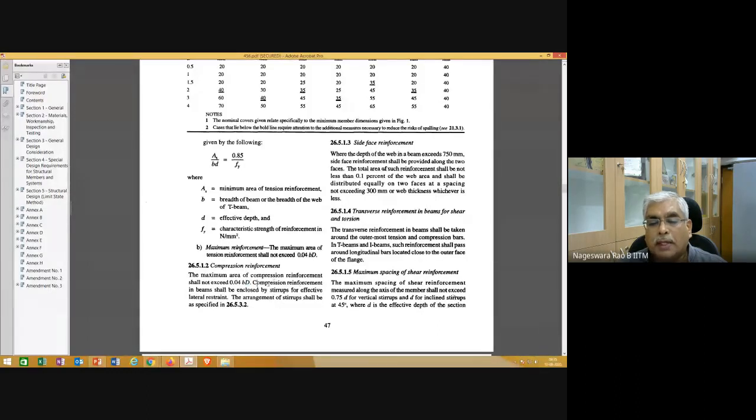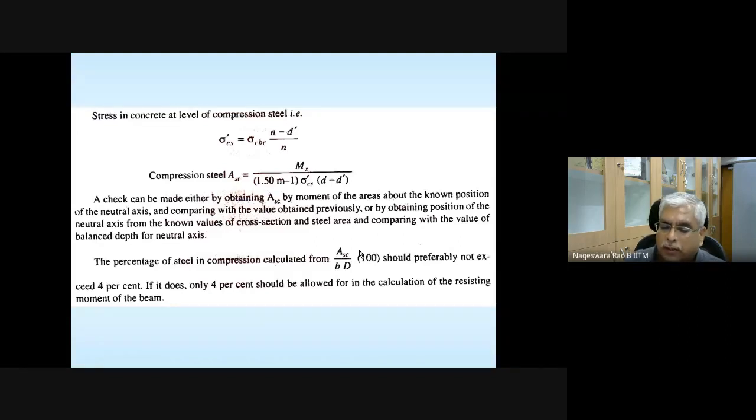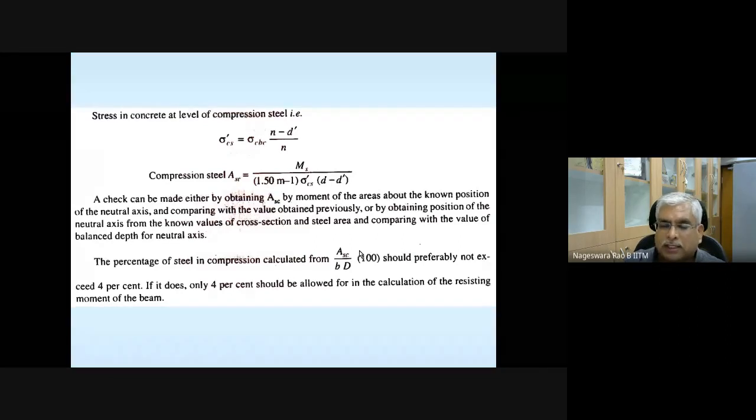The compression reinforcement in beams, anyway, this is a different issue, okay? So the maximum area of compression reinforcement is restricted to this. And if suppose an already existing beam exceeds 4%, for your calculation purpose, you take it as only 4%, okay? So anyway, let's see a numerical example. After going through that example, if you have questions, we'll discuss, okay?